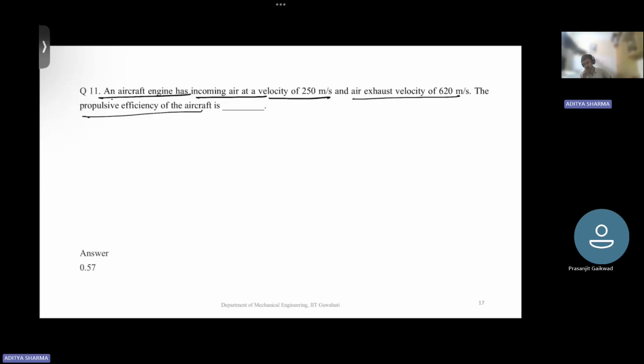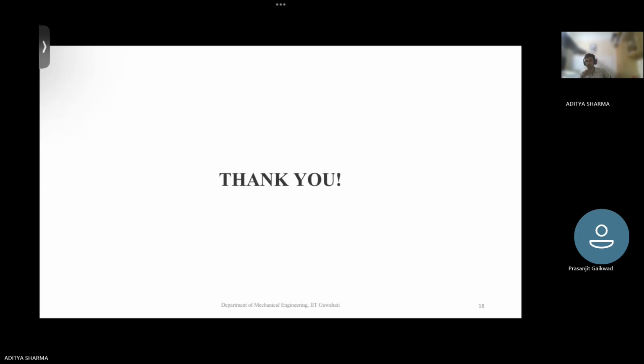And after that, an expression for the range of aircraft was derived, and then a basic introduction was given of different types of aircraft engines like piston prop, turbofan, turbojet, ramjet. So all these were discussed in this week's content. Then we saw the questions based on lecture number 5. Right. So this concludes our session number 2.